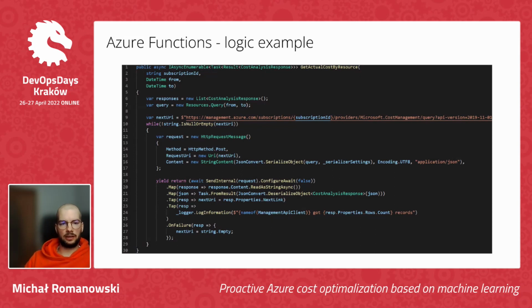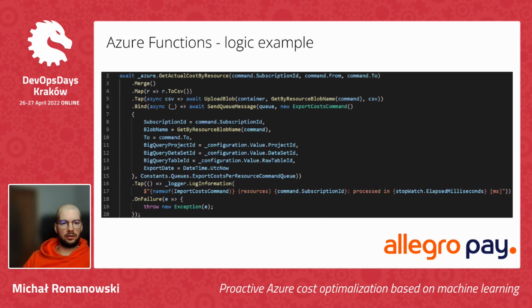So here we have the GetActualCostByResource method, and from line 19 to line 28, we have that railway. We are using the SendInternal function here. Then we are operating on the result class and using C# Functional Extensions native functions such as Map and Tap. On the last line, we are dealing with all of the errors that occurred during the railway processing.